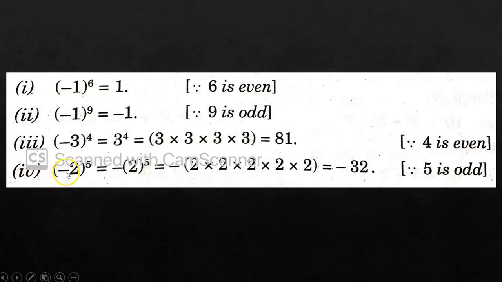Same way, next example, negative 2 raised to 5. Now 5 is odd. Therefore, what will I be left with? Negative sign and 2 raised to 5. And if I am asked to solve it further, this is how I'm going to solve along with the negative sign, and the final answer will have negative sign because my power was odd.